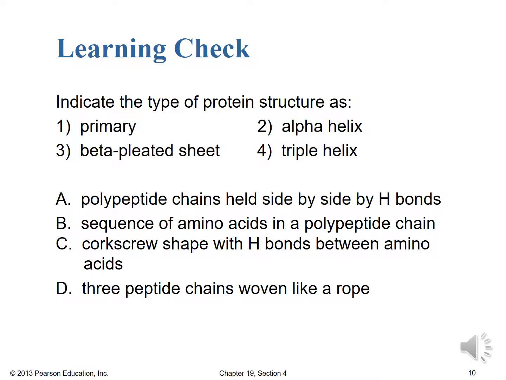Okay, so before we leave our discussion of primary and secondary levels of protein structure, let's end with a learning check, as we often do. This learning check asks you to indicate the type of protein structure as either primary, alpha helix, beta-pleated sheet, or triple helix. So then we have the 4 different descriptions. So if you can match those up with those descriptions, then we'll see how you're doing. So stop the video here if you need another moment, and then start us back up when you're ready to check your work. Good luck.